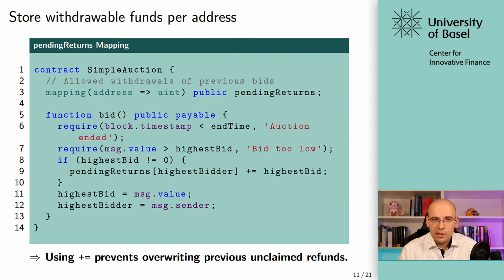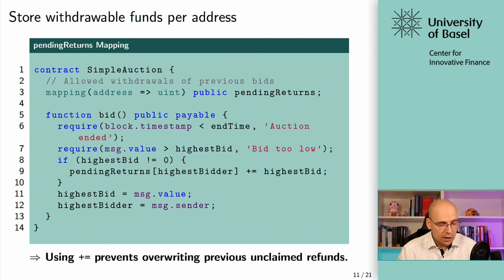In the bid function, we also have to slightly adapt that. So this stays the same, the required condition. This also stays the same. But then we say if highestBid isn't 0, then we set the pendingReturns of the highestBidder, so that's the address right here, set to the highestBid. But we don't just do that with an equal, we do it with a plus equal, in case there has already been something in the pendingReturns for that address, so that we do not override it, but rather add to it.